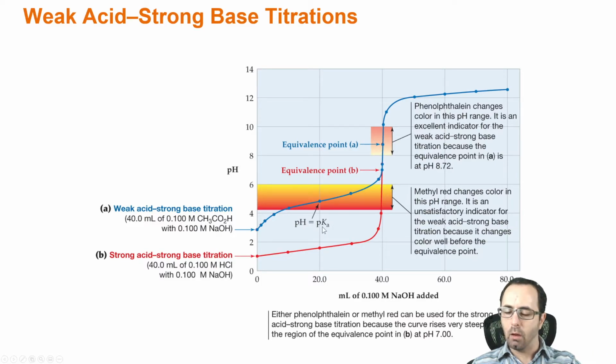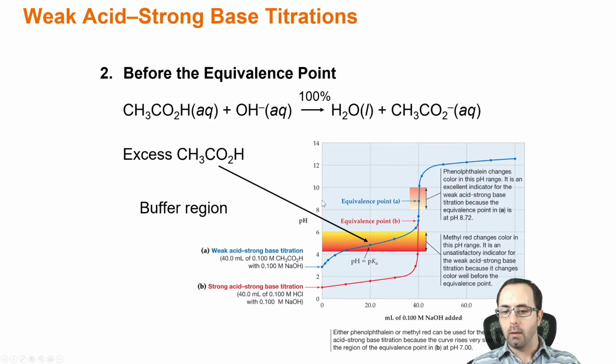One other thing to note is the half equivalence point. And we're going to be analyzing this in lab as well. The half equivalence point is where you have neutralized half of the weak acid. So at the halfway equivalence point, which here is at 20 milliliters, half of the acetic acid is gone and has been turned into acetate ion. So here you have equal amounts of acetic acid and acetate ion.